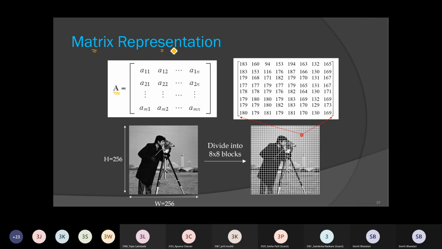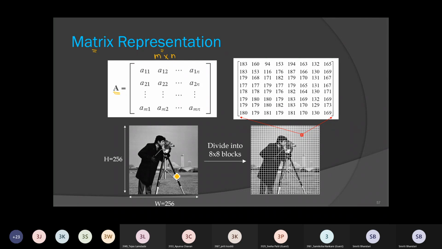It is representing one image and the size of the image is typically m by n. So the number of rows is m and the number of columns is n. So the digital image is represented in the form of a two-dimensional array or a matrix. Here we have m rows and n columns, so we may say that the size of this array A is m by n.